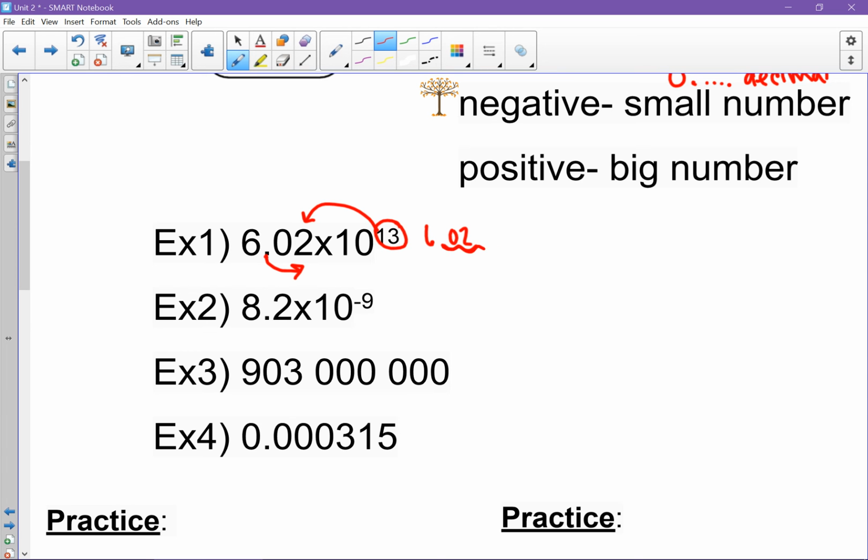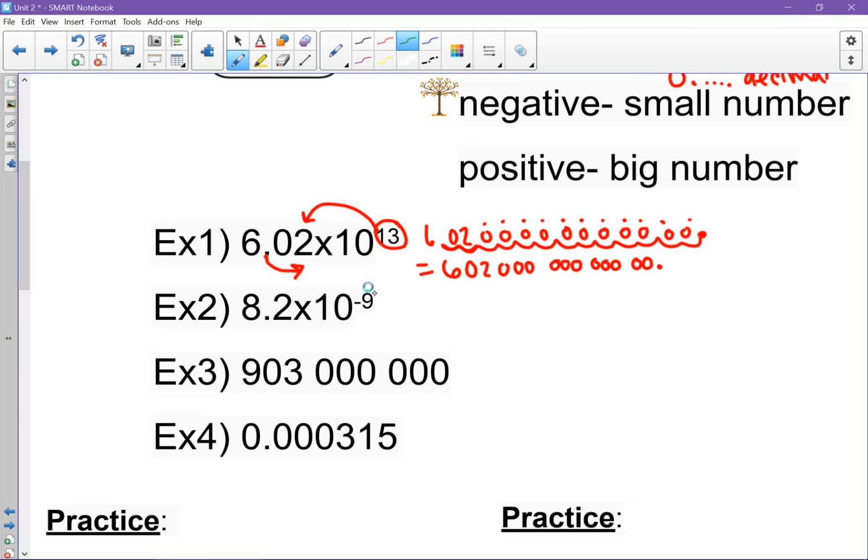So I have 1, 2, 3, 4, 5, 6, 7, 8, 9, 10, 11, 12, 13. So there's the new location for the decimal. And then in each of those spots that I made, we're just going to fill up with zeros. Now it's okay, we don't have to have 13 zeros. The 13 just says how many times we moved the decimal. So my final answer is 602 followed by 11 zeros, and there's your new decimal point. Make sure that you show me where it goes so I don't think that you didn't move it or it got lost or something.